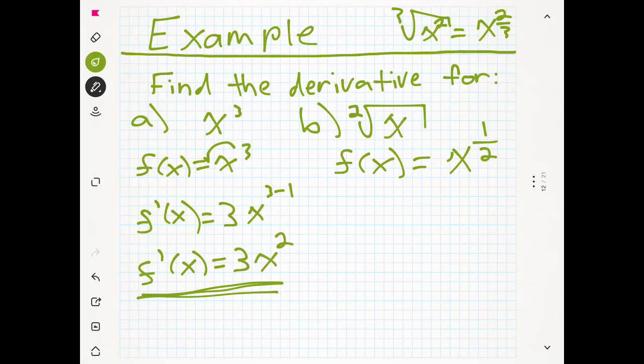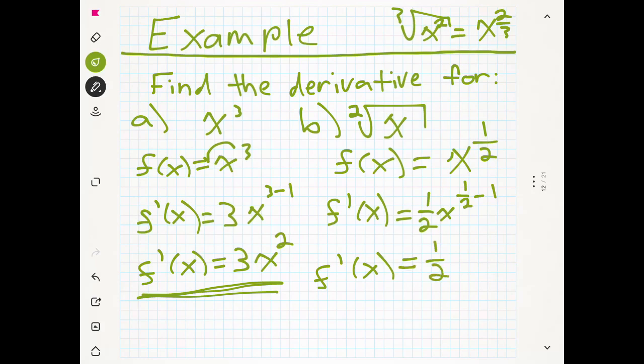So now let's find the derivative. Again, f prime of x means I'm taking the derivative. And again, this number comes down, so 1/2 comes down, x, and then we write 1/2 minus 1. I don't think this is too complicated. 1/2 minus 1 is -1/2. And that's it, you're done. That's the answer. All right, so that's power functions. That's the rule for power functions.